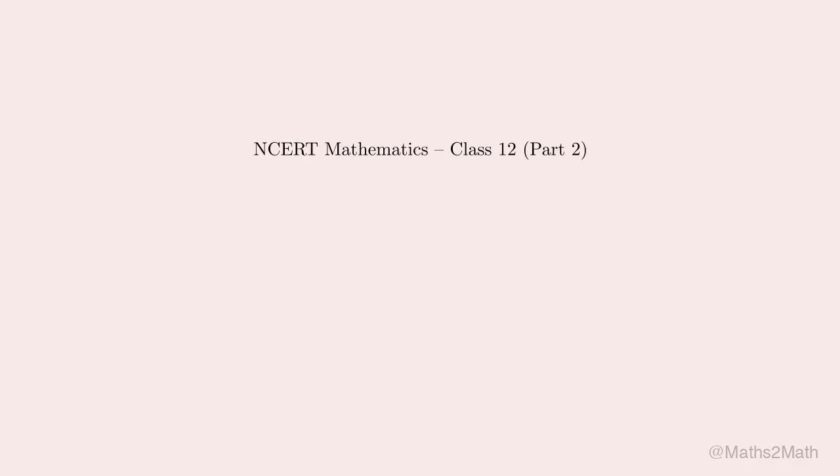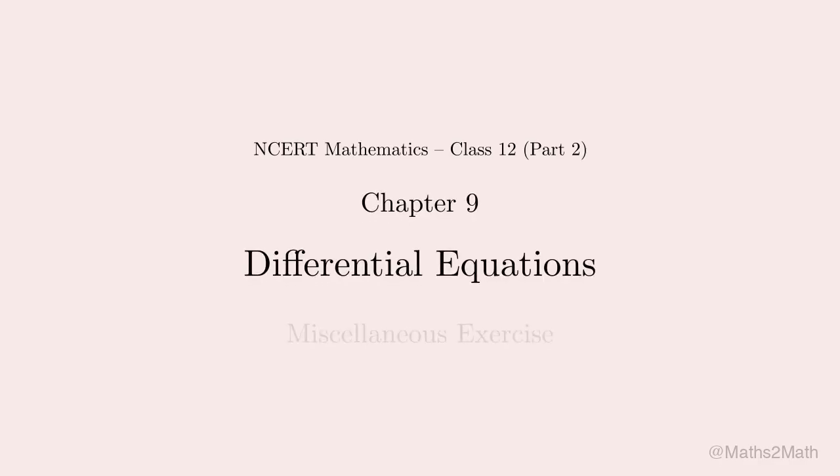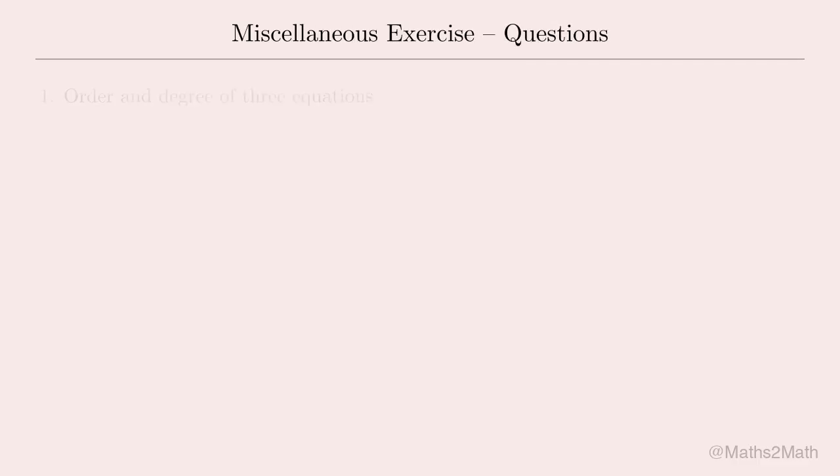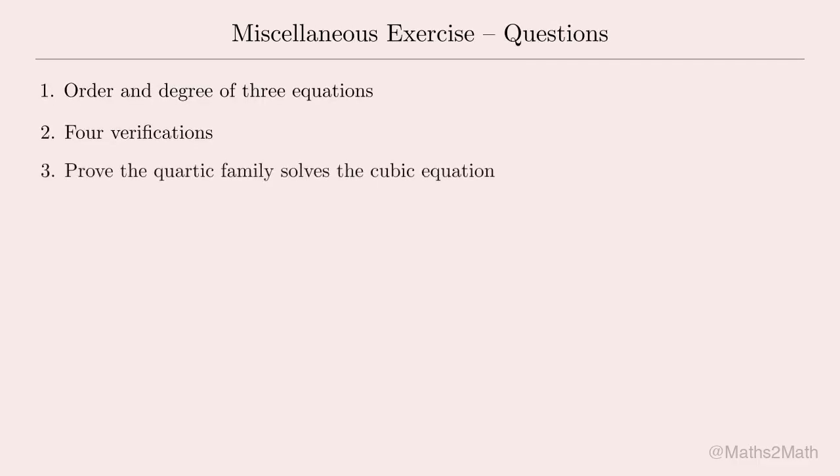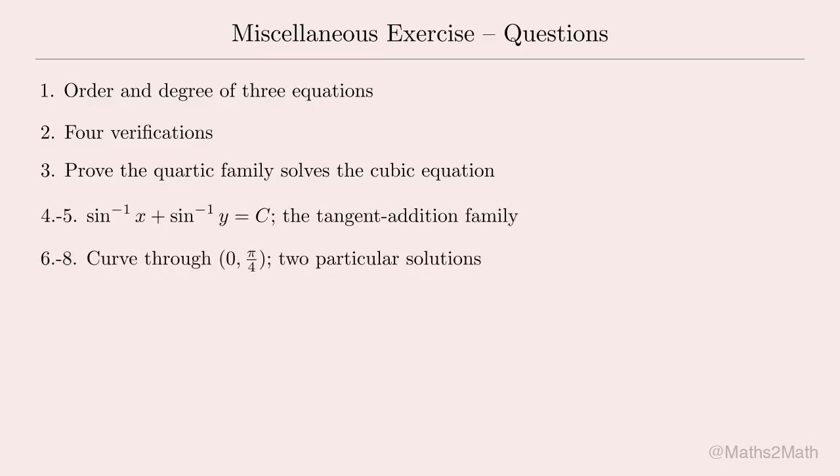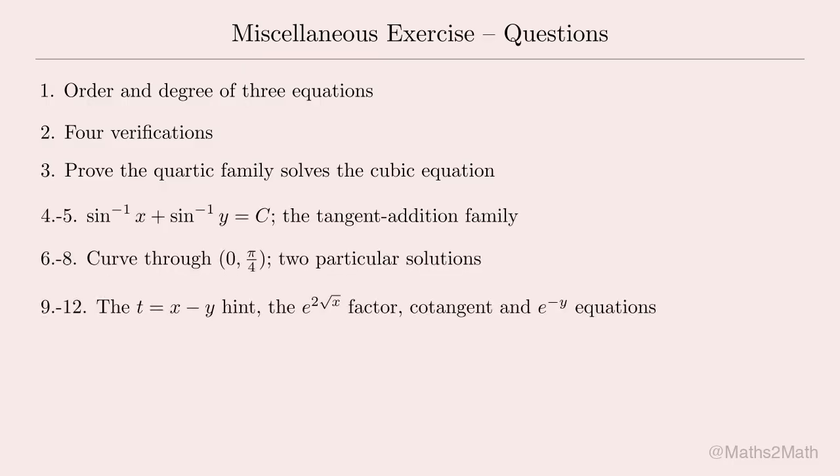In this video, we are solving every question of the miscellaneous exercise on Chapter 9, Differential Equations, from the NCERT Mathematics textbook for Class 12, Part 2. The miscellaneous exercise on Chapter 9 has 15 questions spanning the whole chapter: order and degree, verifications, a general solution proof, separable, homogeneous, and linear solves, and 3 multiple choice. Here they are.